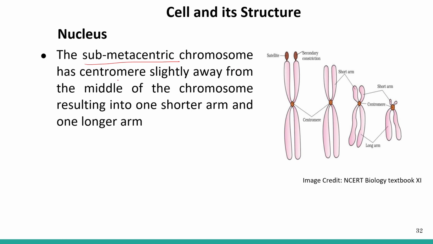Submetacentric chromosome. The centromere is slightly away from the middle of the chromosome. Here we can see it is not present in the middle. One arm is shorter and the other arm is longer. This is the short arm and this is the long arm. So this is called submetacentric. The first one was the metacentric, in which both the arms are equal in size.